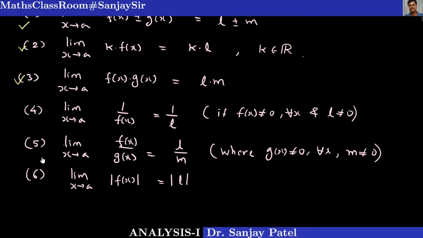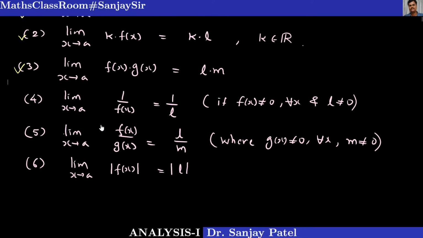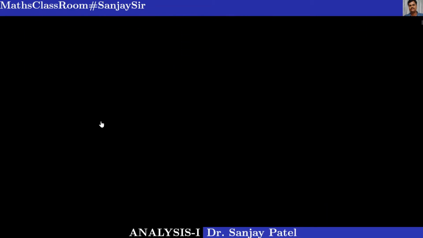The result number 5 is just an application of 3 and 4. If you just use 3 and 4, this follows immediately. So basically, we have to prove only result 4 and 6 in this. So again, let us prove the result number 4.